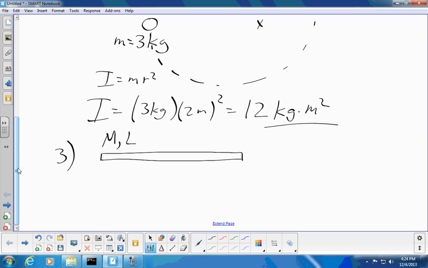And so if I were to specify the axis as being in the middle of the stick, that means that this stick would be rotating about that axis, again, if I'm looking down from above and the stick is rotating in the plane of the board that I've drawn, or the piece of paper, then relative to that axis, the stick would have some particular moment of inertia.